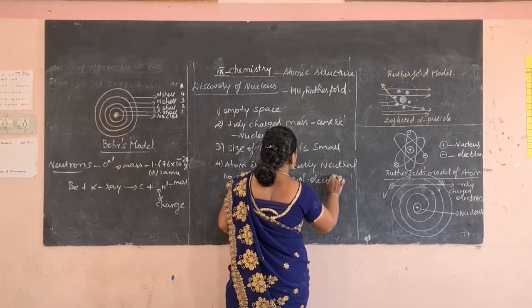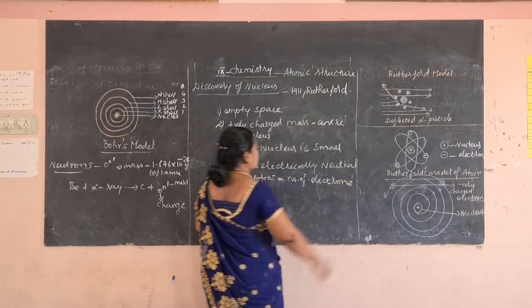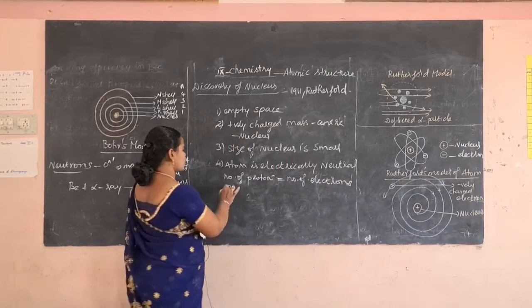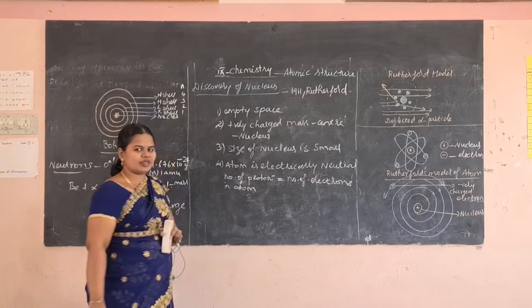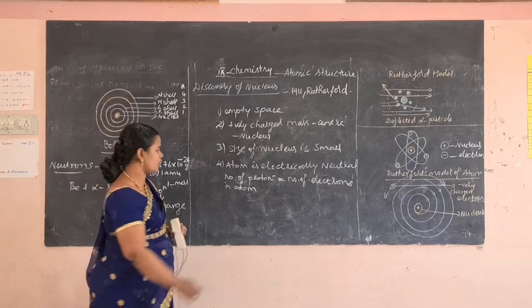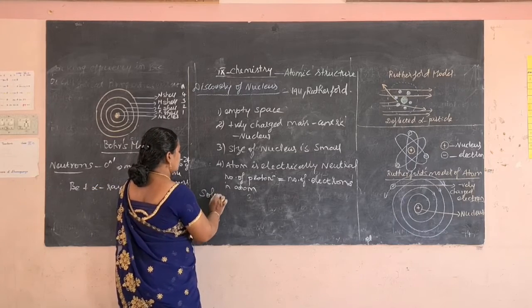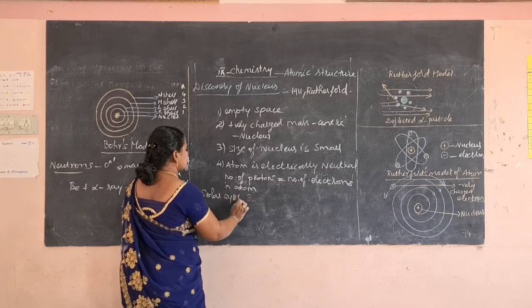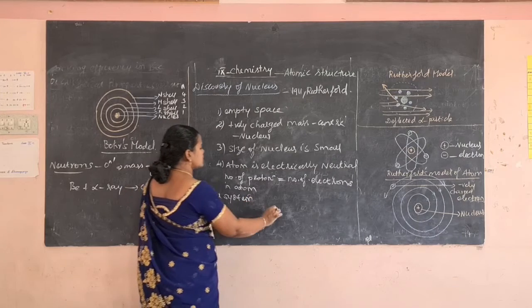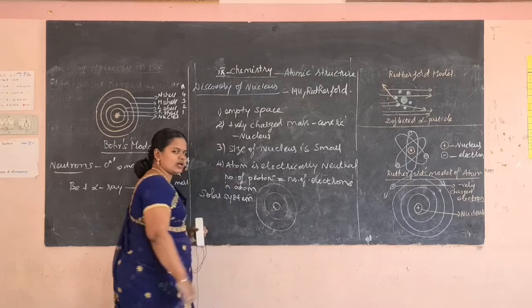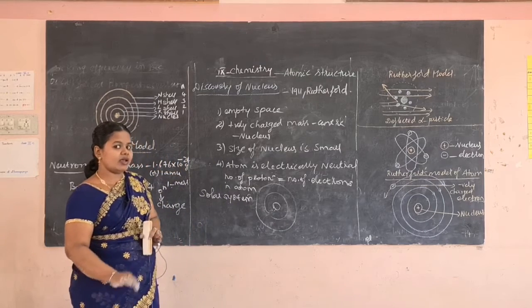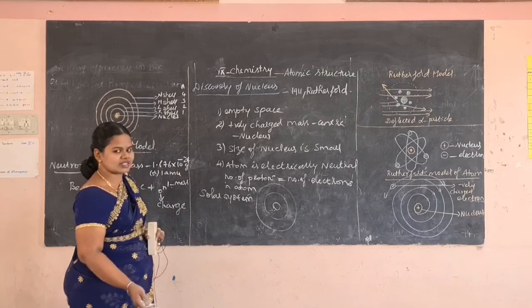Okay, these are some of the postulates of Rutherford's model, and he compared this model to the solar system. How? In a solar system, the sun is at the center, and the planets will be revolving around the sun.